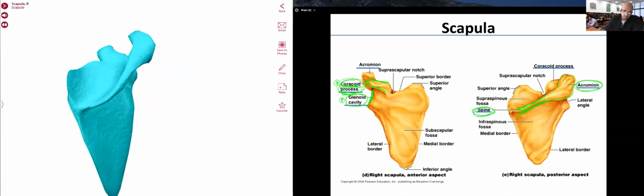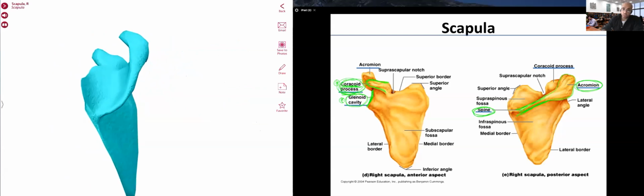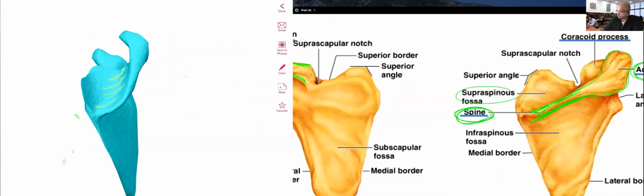Other structures that you can see on here, which are not required from you in the lab, but we're going to need them when we discuss the muscles. You see on here this depression above the spine. Recall this is the supraspinous fossa. You don't need to identify the supraspinous fossa for the lab exam, but it's important for us because we're going to need this information when we discuss the muscles.